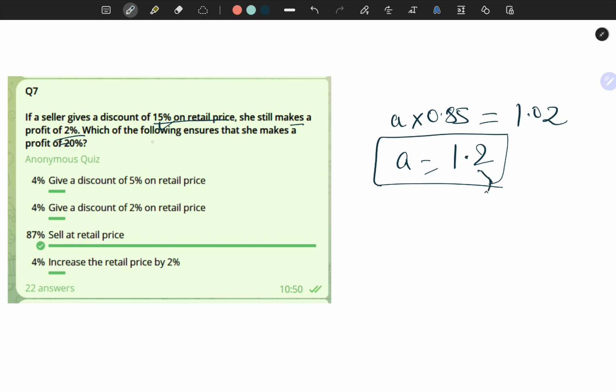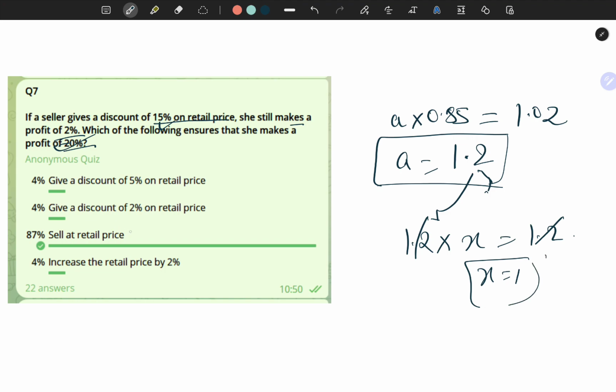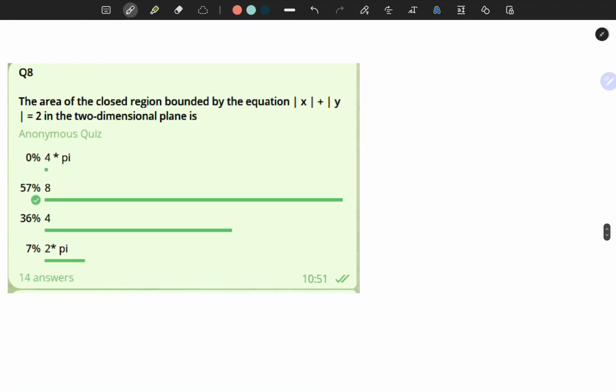So now the question: which of the following ensures that she makes a profit of 20%? So this is the markup factor. And profit, which of the following ensures, means, say, x we take, and the profit is 20%, okay? 1.2 again, so x equals 1, which means that she should sell at the same retail price and she will get 20% profit, okay?